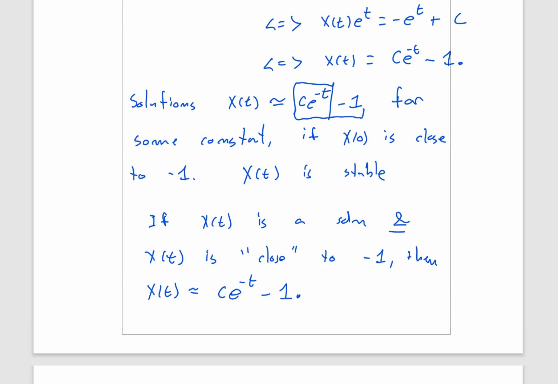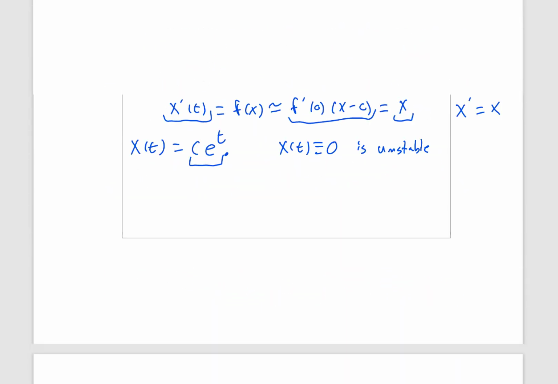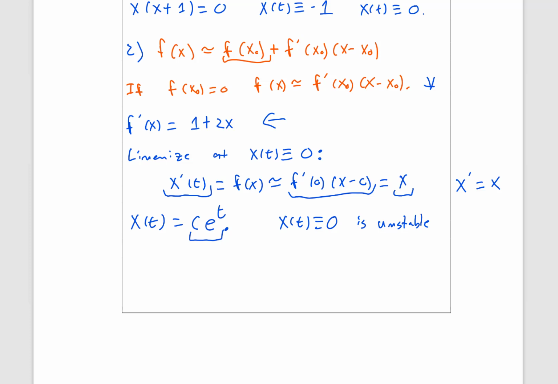Okay, and for this particular equilibrium solution minus 1, as t gets bigger and bigger and bigger, this approximation gets better and better because the approximate solutions are getting closer and closer to minus 1, which means the actual solutions are getting closer and closer to minus 1, which means the approximation is getting better. Compare that to the equilibrium solution at 0. If x of t is close to 0, the solution is approximately equal to c times e to the t. But as t goes to infinity, that gets farther away from 0. So the approximation gets worse and worse.